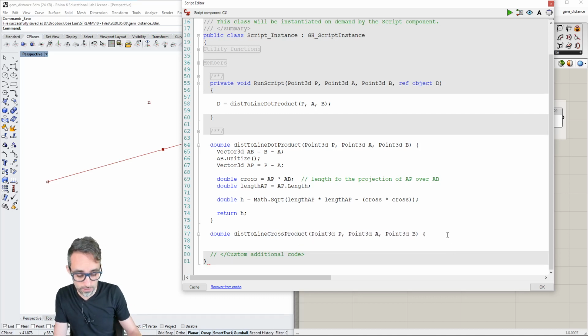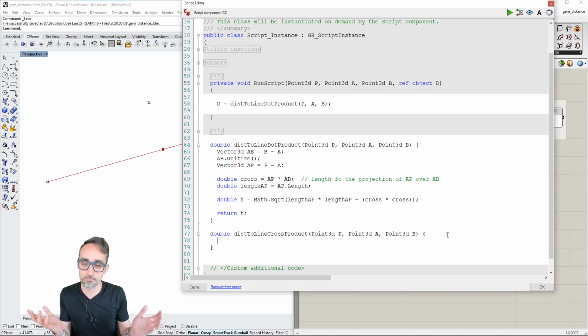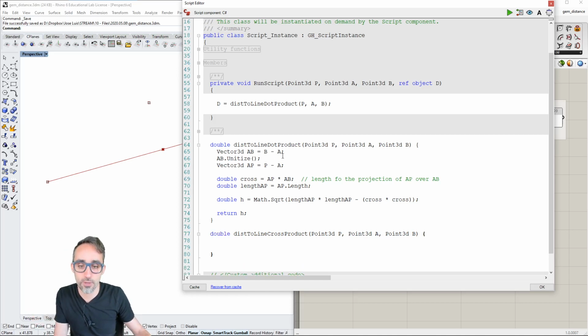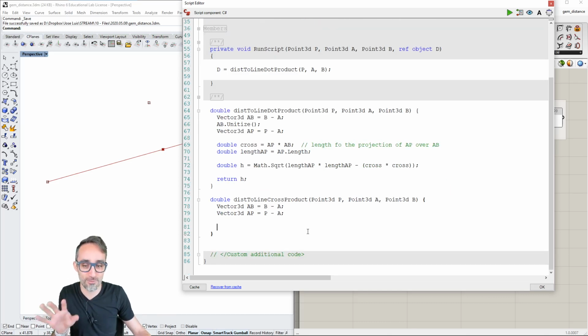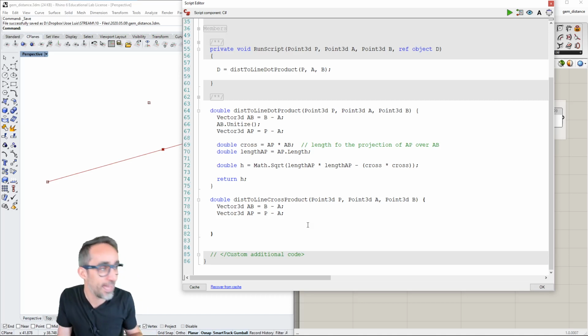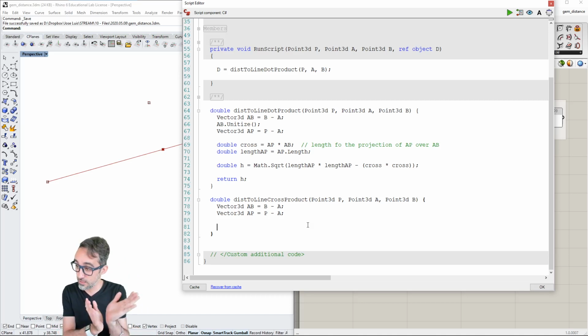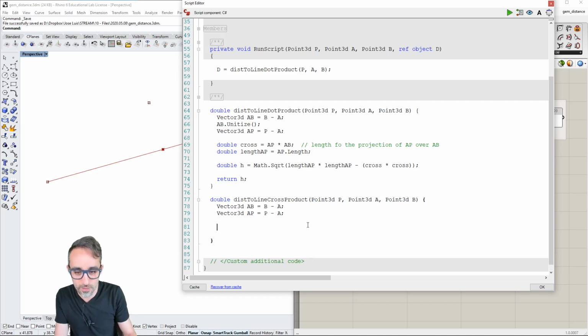And I'm going to take the exact same inputs. Then I'm going to calculate vector AB. Remember, copy pasting is the devil, okay? You've seen me have a lot of problems doing this before, so be super careful whenever you copy paste code, okay? And now we have the vector AB, we have the vector AP. We can calculate the cross product.